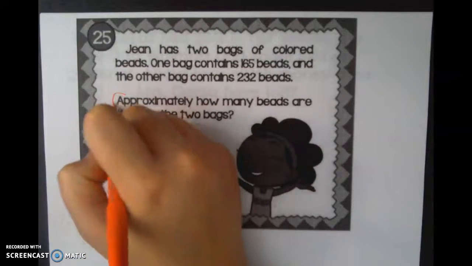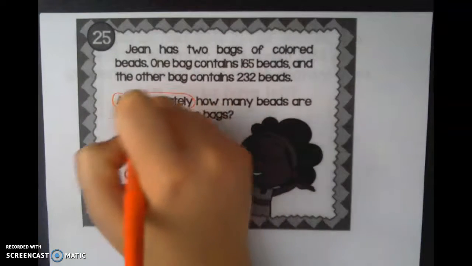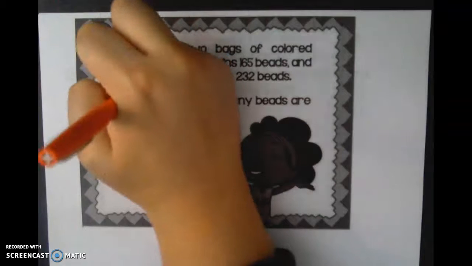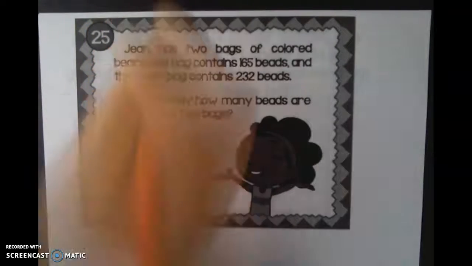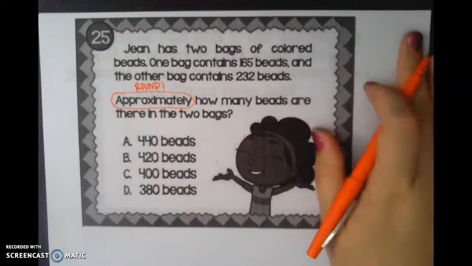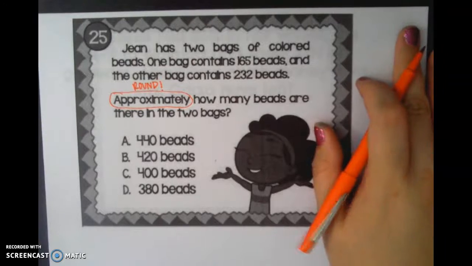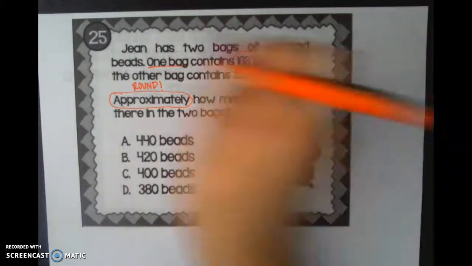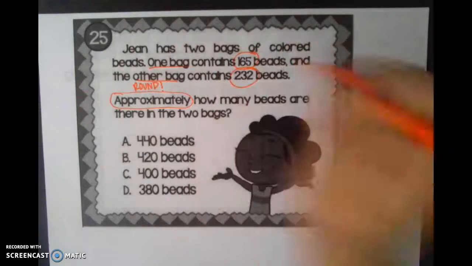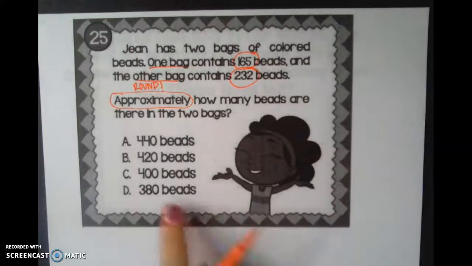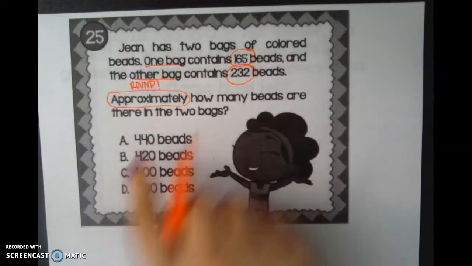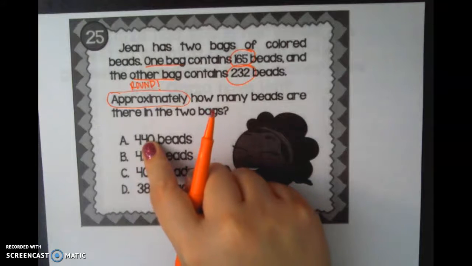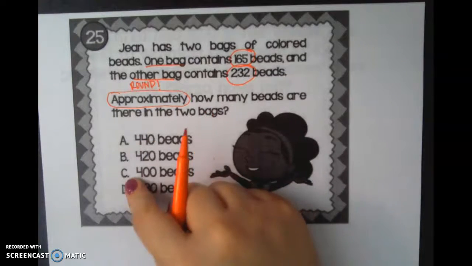The word approximately, we are going to round. Okay, when you see that word, that means you are going to be rounding. One bag has 165 beads. The other bag has 232 beads. Well, if I look at my answer choices, they rounded to the nearest 10. So that's what I'm going to do. I'm going to round to the nearest 10.